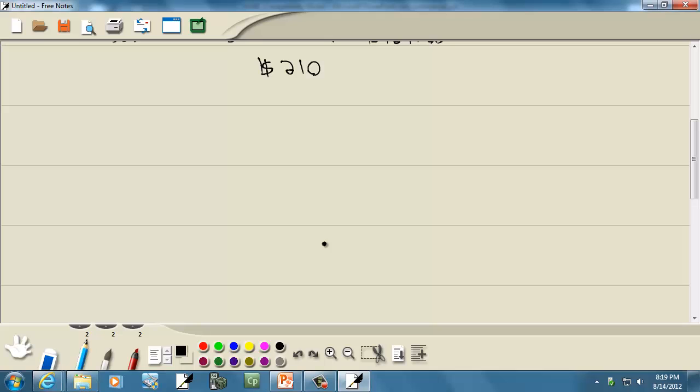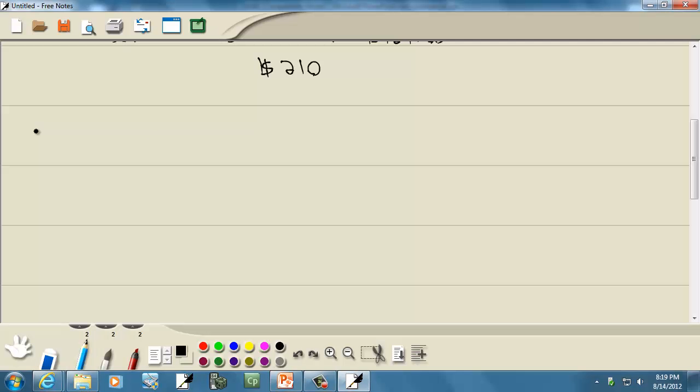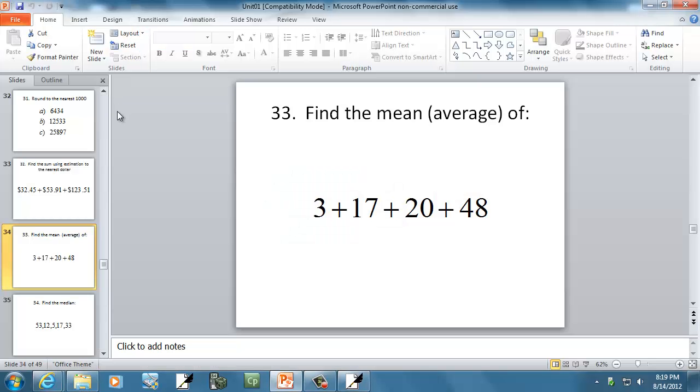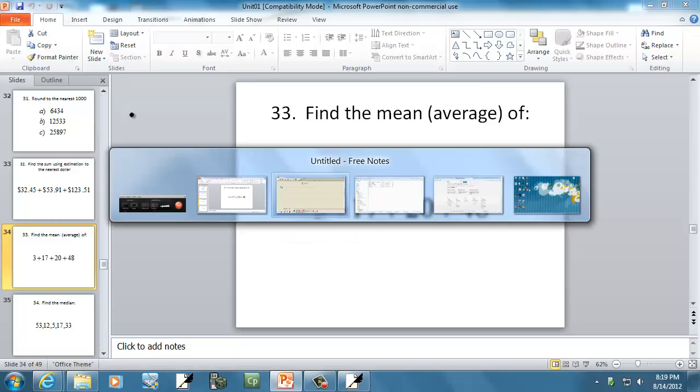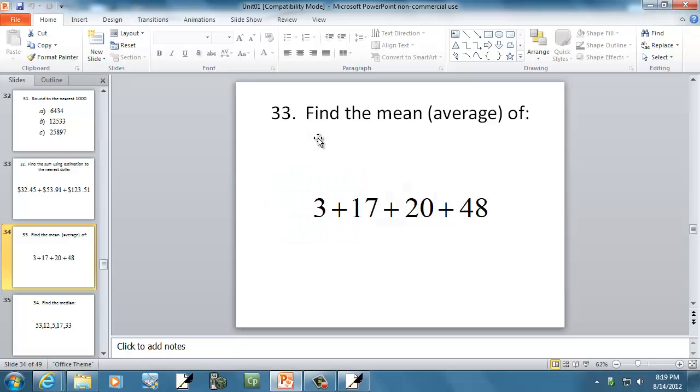Now, the next thing we're talking about is the mean. And this is best shown with an example. I can write the formula down, but it's a fairly simple idea. It says find the mean or the average of 3 plus 17 plus 20 plus 48.